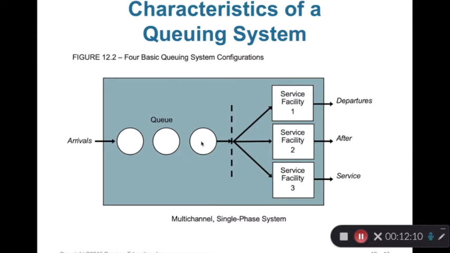And also another kind of queuing system configuration, the multi-channel single phase system. If you go to Bank of America, you can see different tellers right there, and they provide the same services. Okay, and so this is like this.